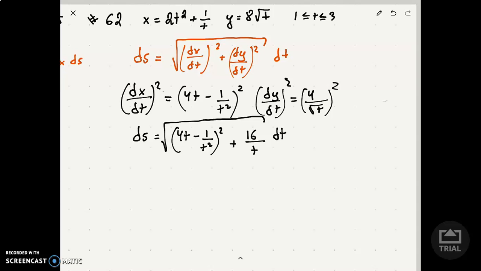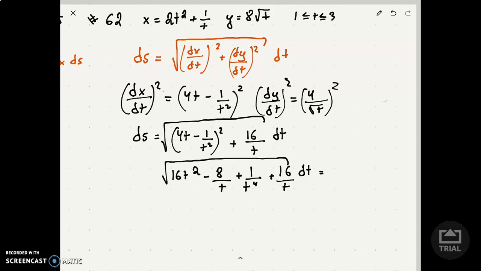Okay, so let's factor that out and see what happens. We have to be able to integrate this, so hopefully it's not this ugly by the end. So let's just start factoring. 16t squared minus 8 over t minus 2ab, right? Plus 1 over t to the 4th plus 16 over t, all under the root, dt. And then that is just equal to, we can combine like terms for the 16 over t and the negative 8 over t, leaving us with 8 over t.